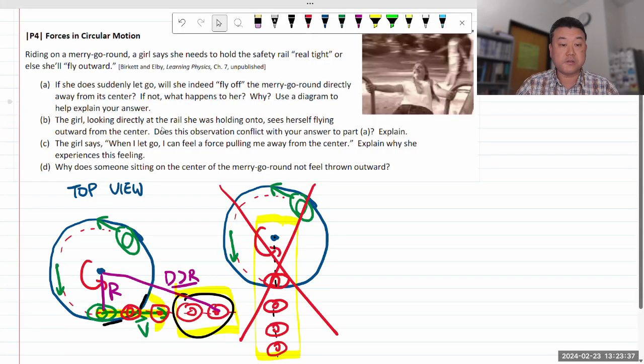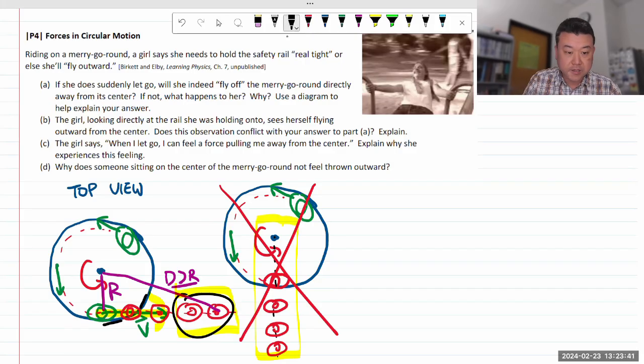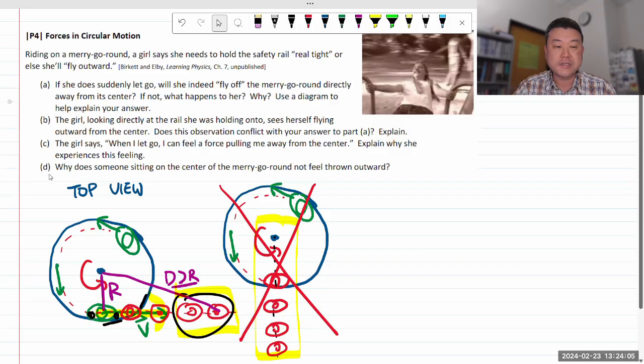The girl is looking directly at the rail she was holding on to, the rail that was here maybe. And she does see that she's getting farther away from that because, yeah, you are moving. And there's actually a bit of a nuance that I want to get to, which is I want to sketch out how the rail moves and how the girl moves. There's actually a complication there that's interesting to look at. Let me get to that after finishing answering C and D.